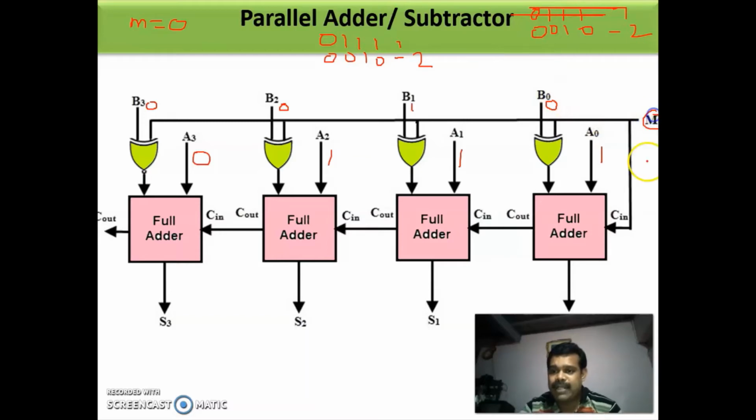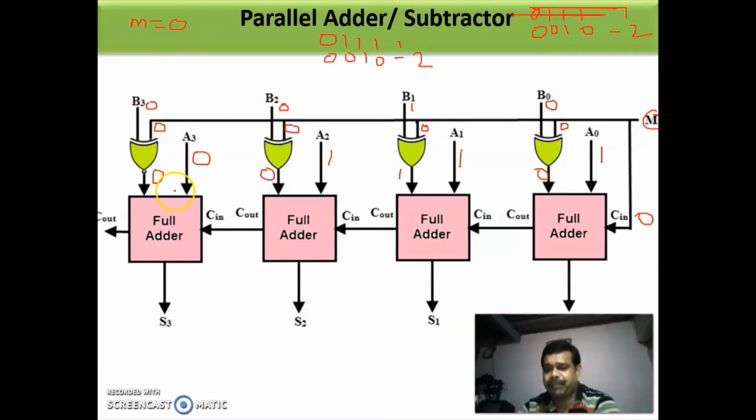When M is equal to 0, the carry-in here is 0 and one of the inputs of all these XOR gates will be 0. I already told you that in an XOR gate, if one of the inputs is 0, the output is the same as the other input. So here the other input is 0, so you'll be getting 0 here. Here the other input is 1, so you'll be getting 1. Here the other input is 0, so you'll be getting 0. Here the other input is 0, so you'll be getting 0 here.